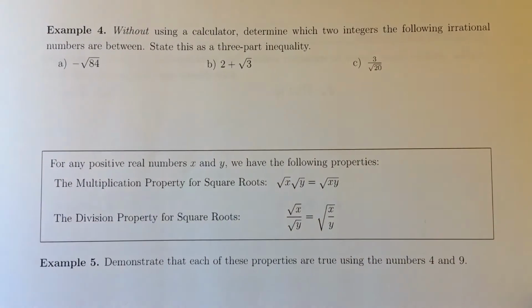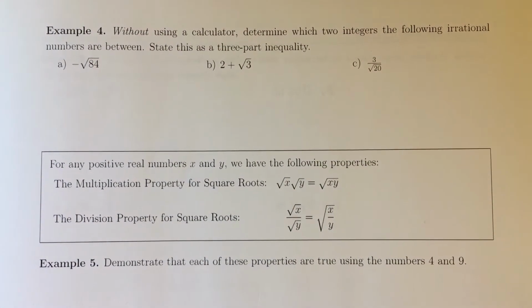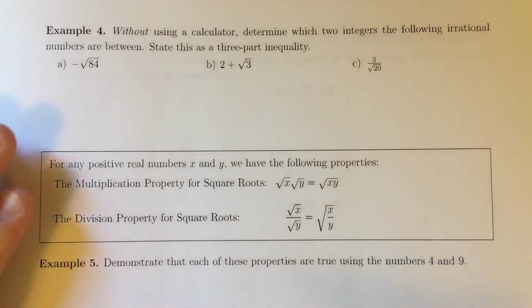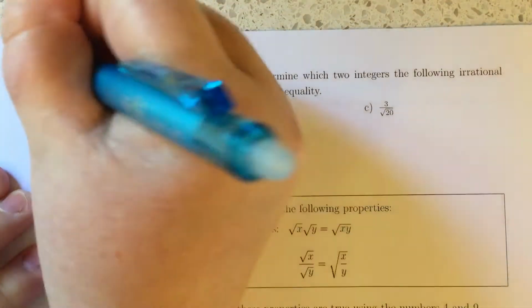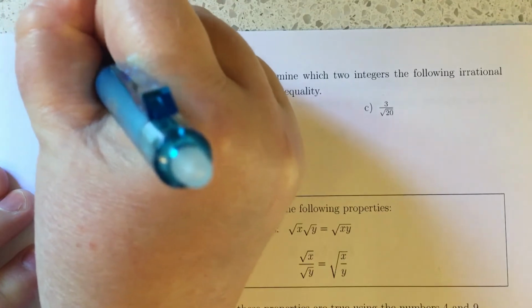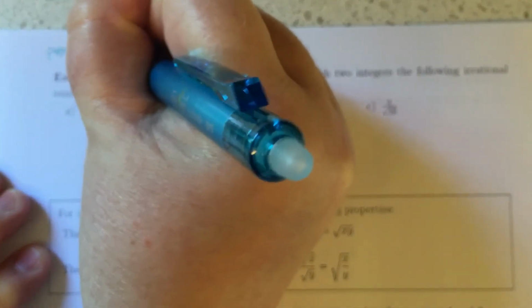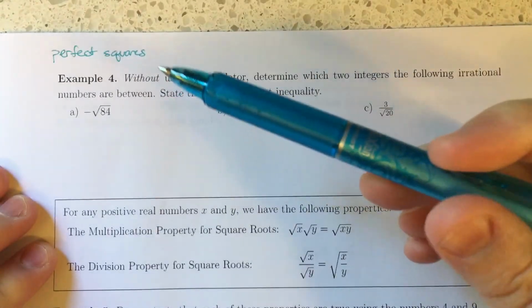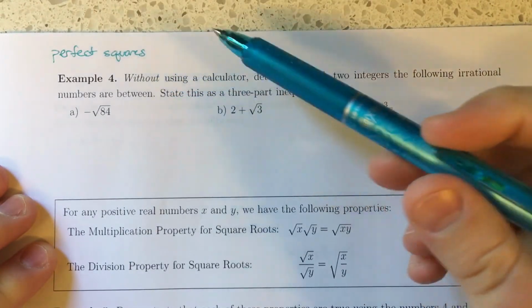Let's continue talking about properties of square roots. One property that we want to be able to use is recognizing which perfect squares another number is between. Just to recap, it's really important for this chapter and future chapters too that we know our perfect squares. These are numbers that can be written as a number squared.